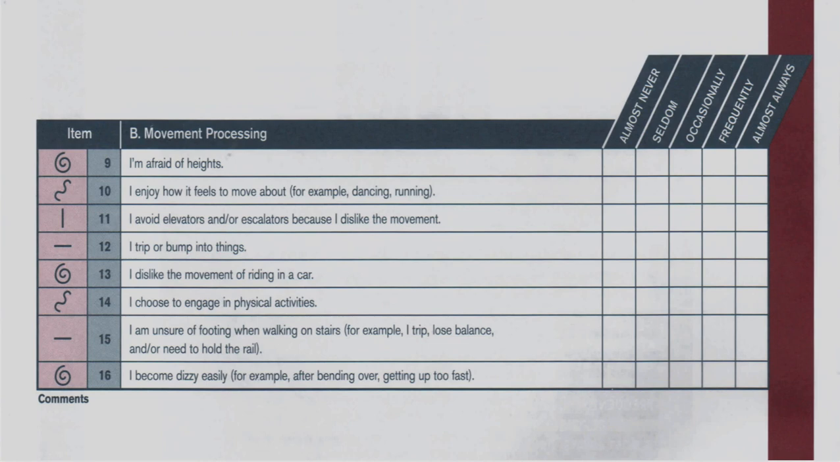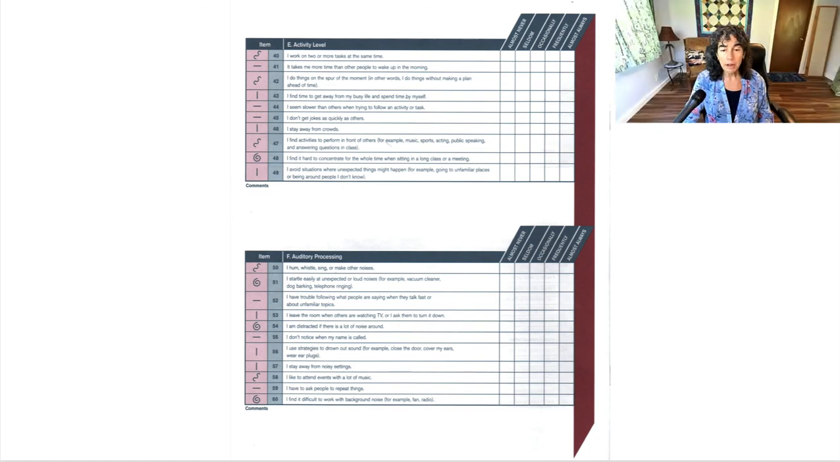And you can see they all have to do with various kinds of movement. They, I think, have combined vestibular and proprioceptive. There's bumping, there's riding in a car, which is vestibular, etc. So same setup for all the different sections. Here is another view. This one is the activity level section and the auditory processing section, just so you can see what a whole page looks like.